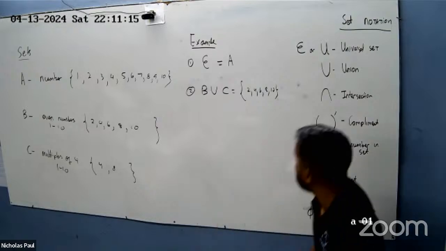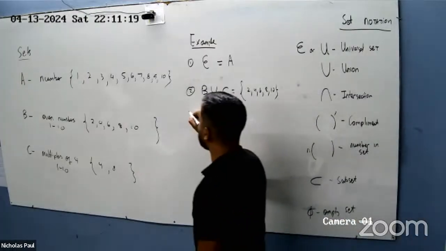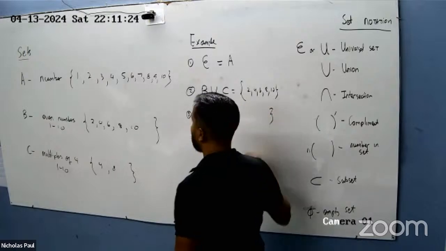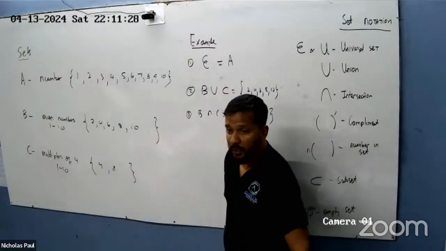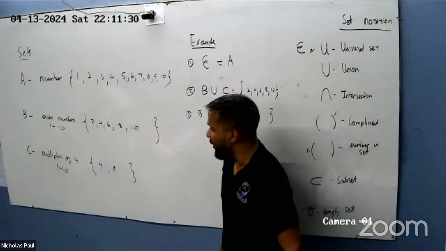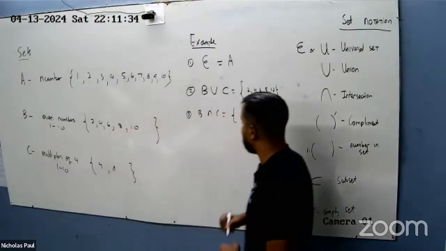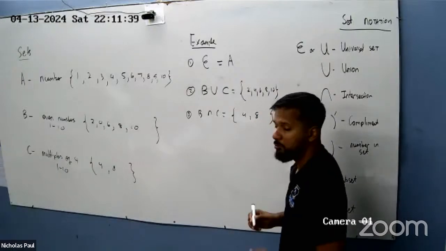Right, next one is intersection. So intersection is what they both have in common. So look at B and C. What they both have in common. They both have 4 in common and they both have 8 in common. So here will be 4 and 8. Okay, write that down.